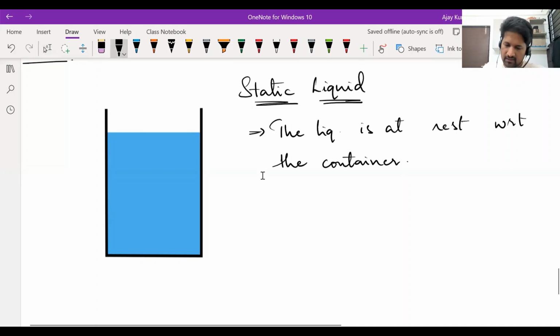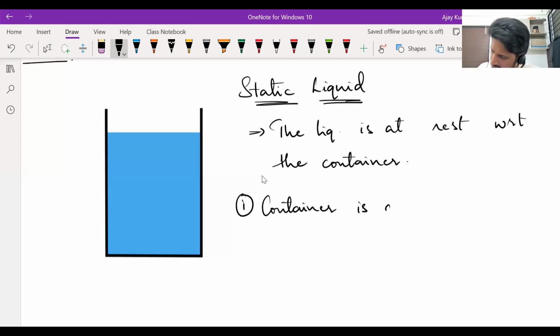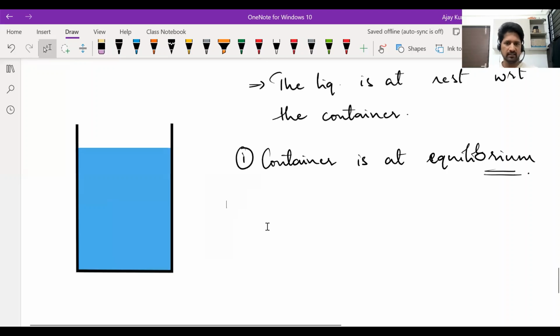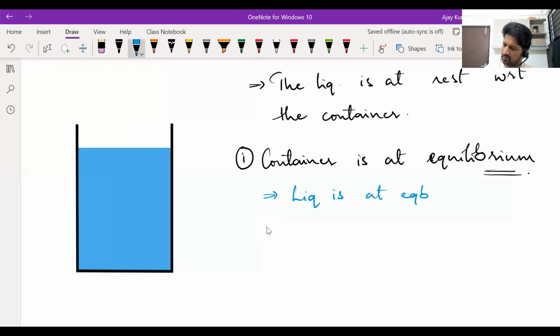So let's say the liquid is static, and let's consider one more condition also. First case, container is not accelerated. Assume the container is at equilibrium. You'll understand why this matters. So for now, we will only be dealing with static fluids, static liquids to be precise. Now, if container is not accelerated with respect to ground and the liquid is at rest with respect to container, it means the liquid is also not accelerated. So the entire liquid is in equilibrium, both with respect to container and also with respect to ground. Let's consider that situation.